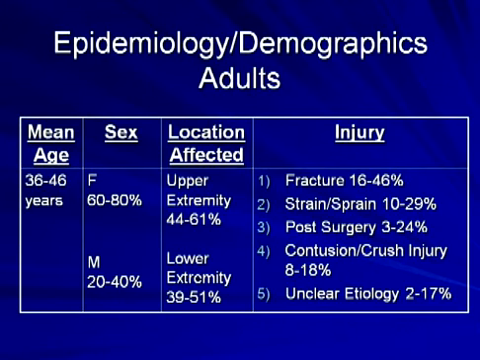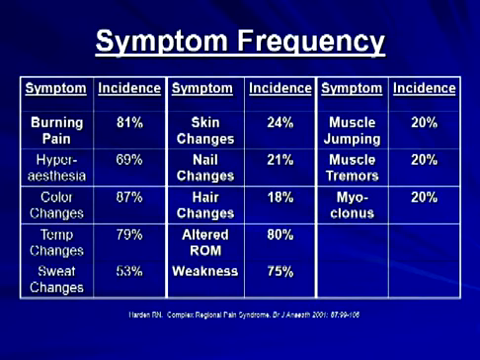Now, what about epidemiology and demographics of CRPS? The mean age is the mid-30s to the mid-40s, predominantly females. It predominantly affects the upper extremity, and the types of injury and the percentages reported of the injuries that lead to it are over here. So fractures and sprains are by and large the greatest trigger for developing CRPS, and then these others decrease in this order.